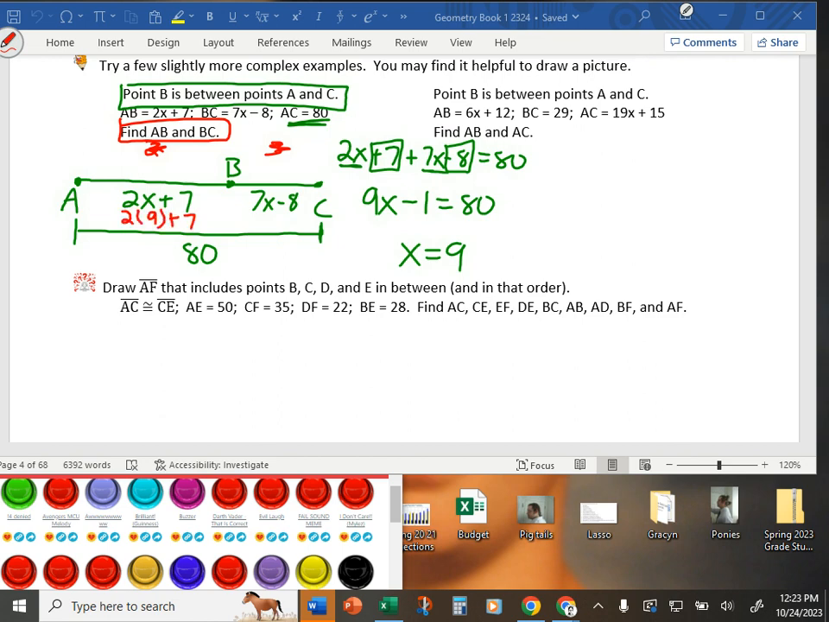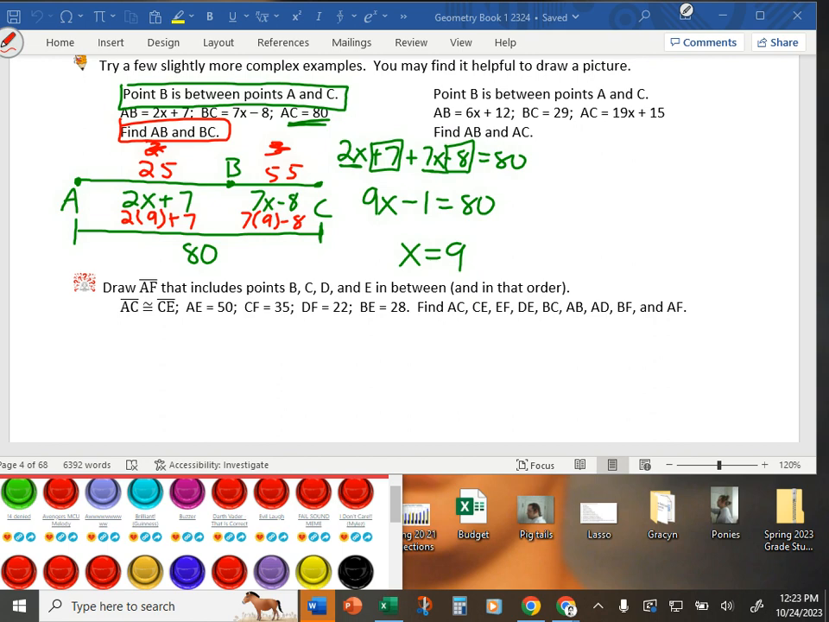2 times 9 is 18, plus 7 is 25. 7 times 9 minus 8 is 55. And how can we easily check our answer and make sure that we are correct, Paul? You add them together. 25 plus 55 does equal 80.